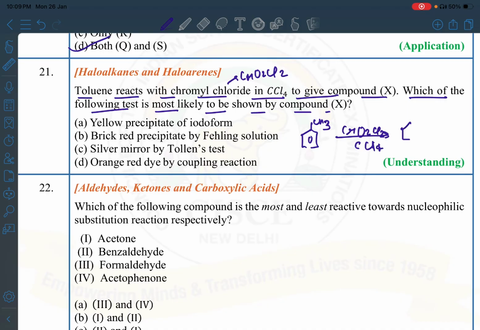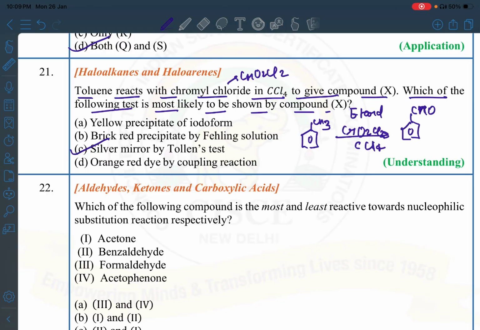It gives benzaldehyde, aromatic benzaldehyde, and this reaction is called the Etard reaction. Aromatic benzaldehyde gives the Tollens test, the silver mirror test, whereas an aliphatic aldehyde gives both the Fehling's solution test and the Tollens test, but an aromatic aldehyde only gives the Tollens test. So the correct option will be C, silver mirror by Tollens test.